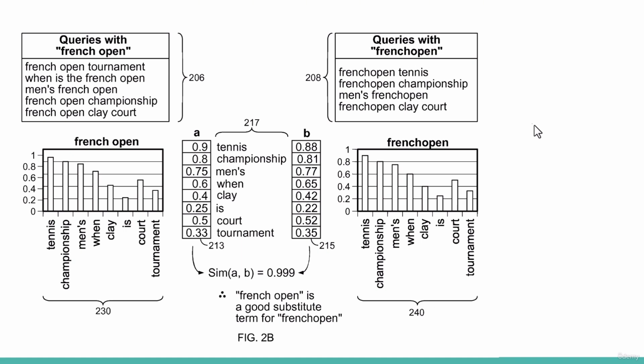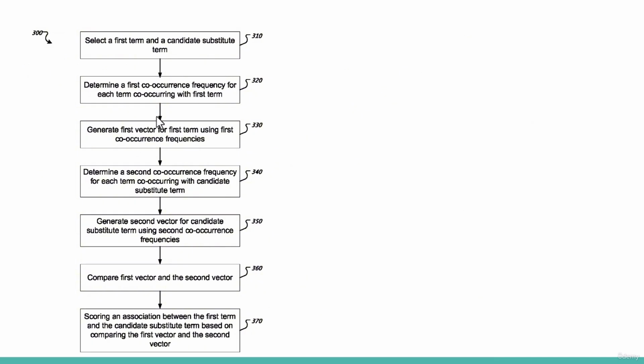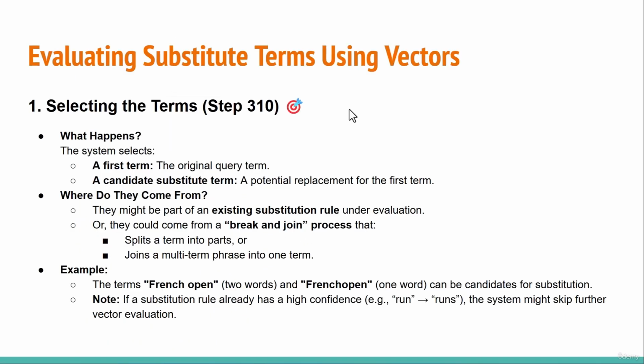This entire process is detailed in a patent. First, select the term, then select its candidate terms. Check for co-occurrence, as I explained, and look at the frequency. Then assess the comparison between the two terms. Is the scoring matching, or how much is it matching? If it matches, it's a good substitute and can be replaced. If not, reject it.